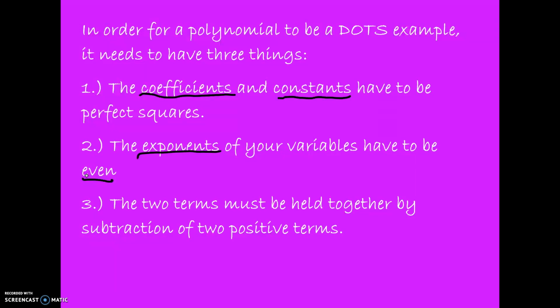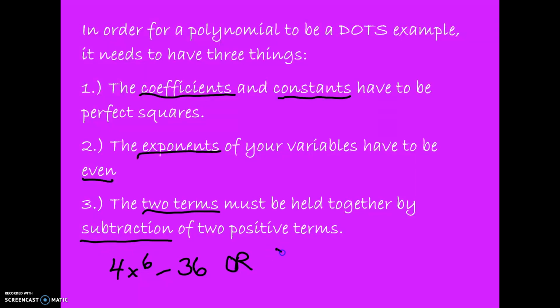Lastly, DOTS has to end up becoming a polynomial that had two terms that were held together by subtraction of two positive terms. So an example of a DOTS polynomial could be 4x to the 6th minus 36. Remember, you also can have an example that looks like it's addition, but if you were to rearrange it, you could easily write it as subtraction.